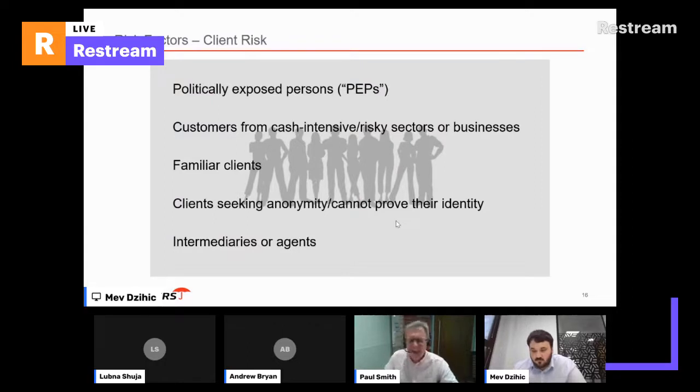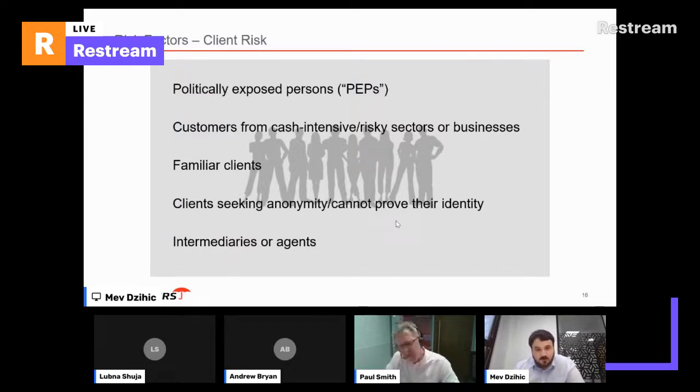Also, customers from cash-intensive or risky sectors of business. So, for example, things like the arms trade or casinos. And also, we've got familiar clients. You may become complacent about those people. You know them. You think you know what they're about, where they're coming from. You need to be able to verify information about the client and ensure all checks have been done. And also, employees pose a unique risk when they may be in a position to avoid controls.